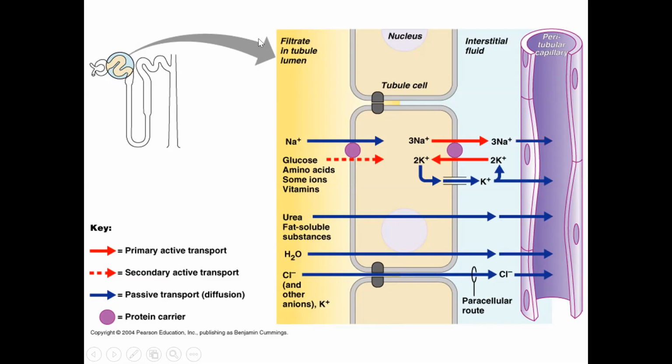So here, let's enlarge this PCT area. We can see on this side is the peritubular capillary, so this is the blood capillary. And on this side are the lining cells, simple cuboidal epithelial cells. And here is the lumen, the lumen in the PCT.